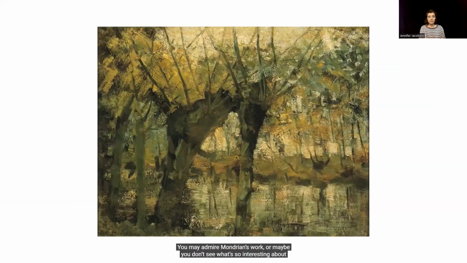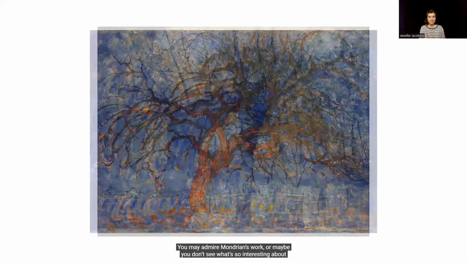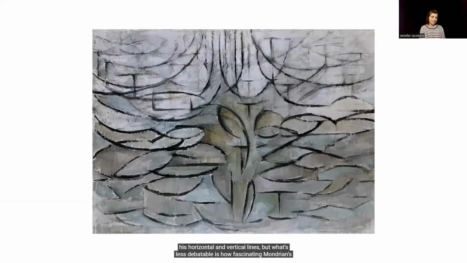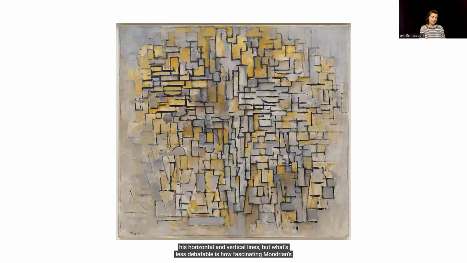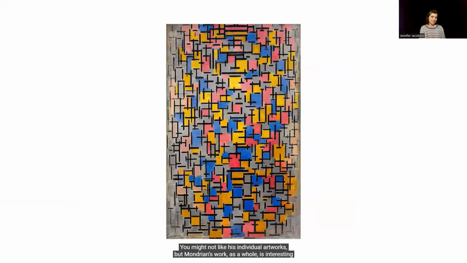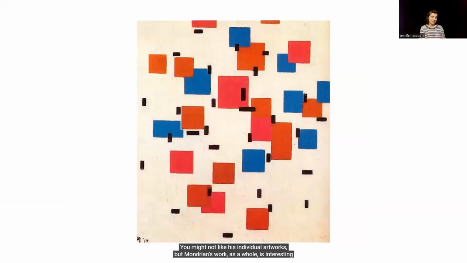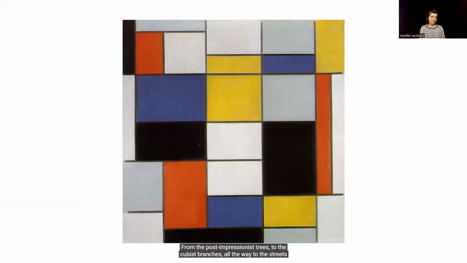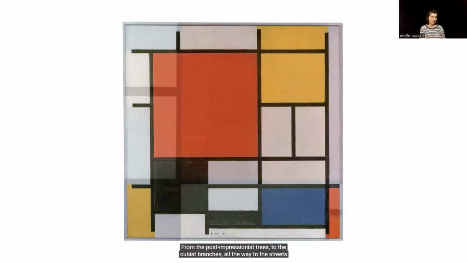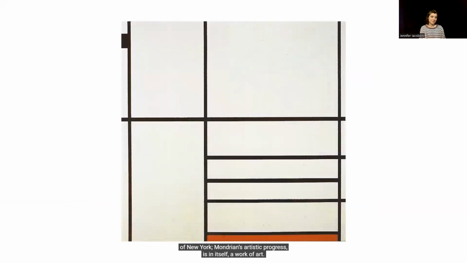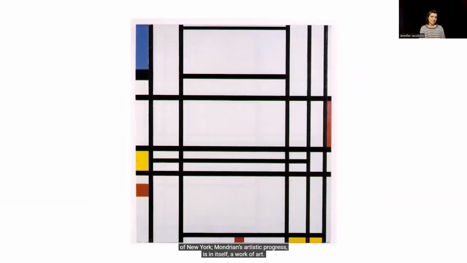You may admire Mondrian's work, or maybe you don't see what's so interesting about his horizontal and vertical lines, but what's less debatable is how fascinating Mondrian's quest for purification is. You might not like his individual artworks, but Mondrian's work as a whole is interesting to analyze as it's the work of a lifetime. From the post-impressionist tree to the cubist branches, all the way to the streets of New York, Mondrian's artistic progress is, in itself, a work of art.